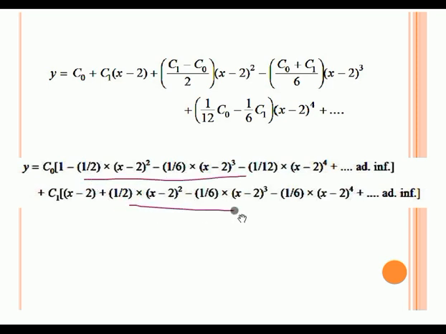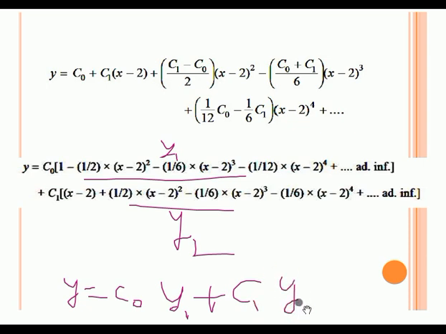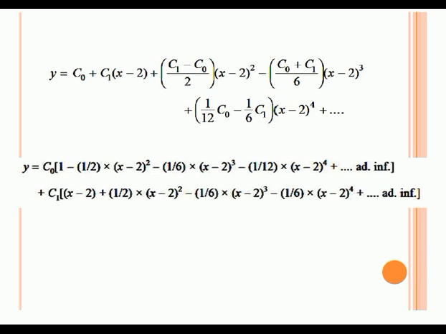I said already a second order DE will have two solutions that are independent of each other. That means if I say this is Y1 and this is Y2, the final solution will be Y equal to C0 into Y1 plus C1 into Y2. You observe very clearly Y1 and Y2 are entirely different from each other. We cannot derive Y2 from Y1, or Y1 from Y2. So their ratio will not give you a constant. If Y2 by Y1 is not constant, then they are linearly independent functions. Both are entirely different.